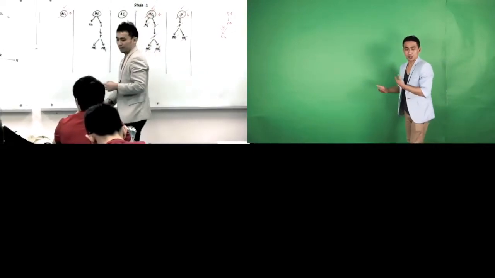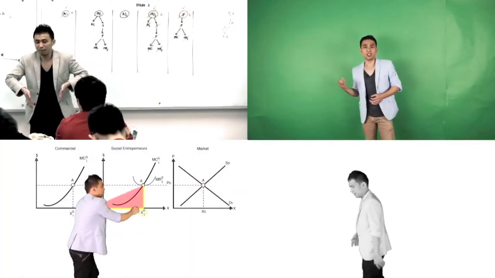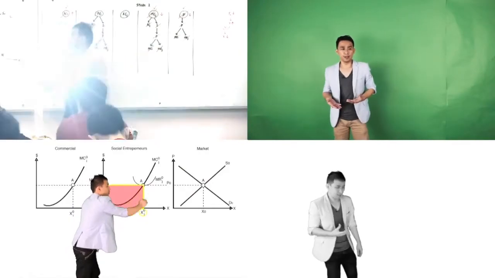Okay, part B. What is stage 2? By quantity, this area will be your total revenue. Okay, my term, so in this case, total revenue.